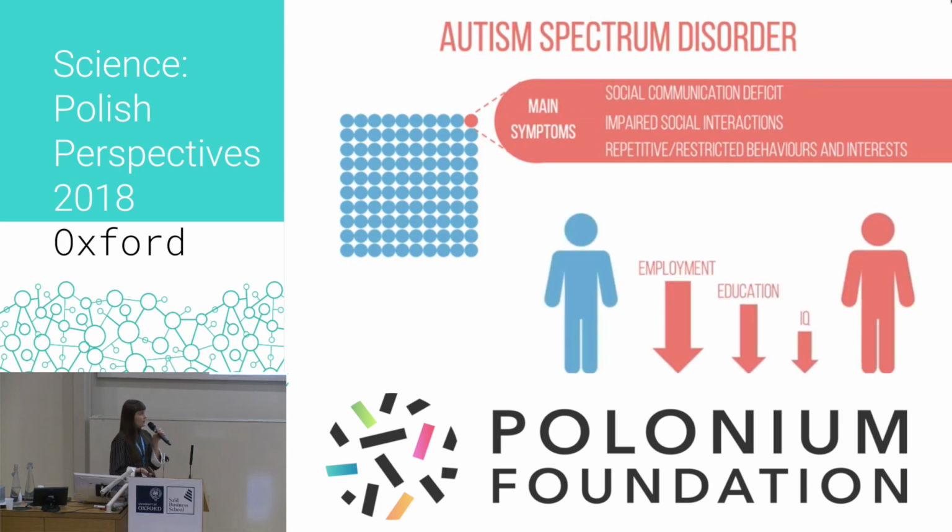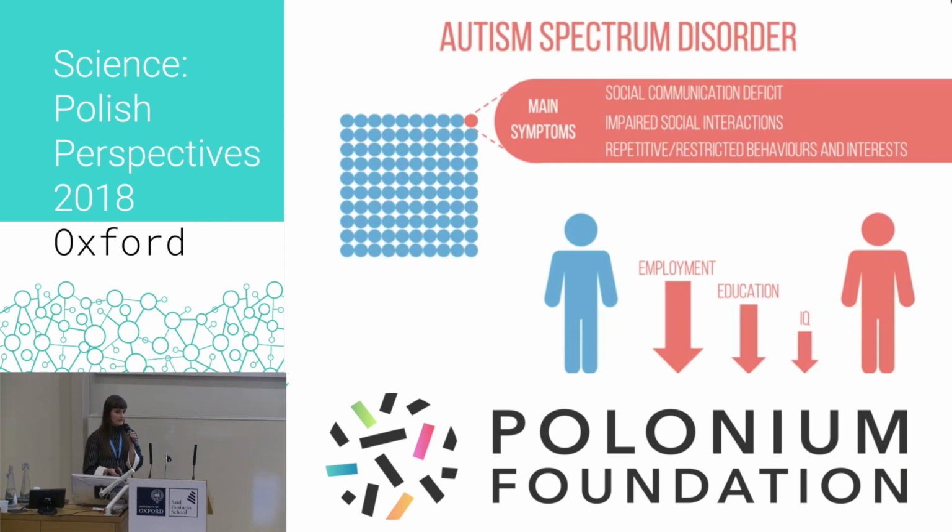Adults with ASD often experience poor educational and employment outcomes, as well as lower IQ levels as compared to age-matched groups. And that was basically the rationale for our study. So rather than curing autism, we wanted to find ways to improve functioning in adults with autism.